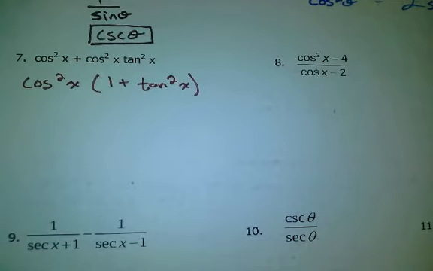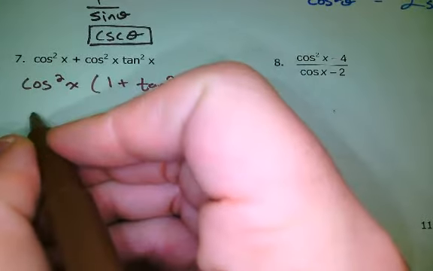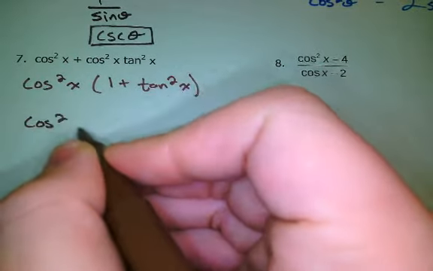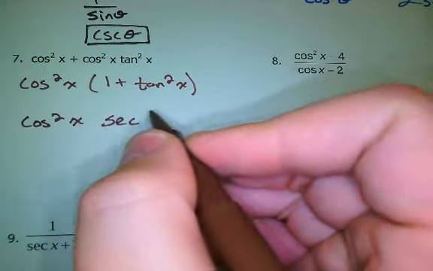Yes, I just did simple math. GCF. Do you see an identity there? Yes, it's secant squared. You can't square that. I'm sorry. You should be.